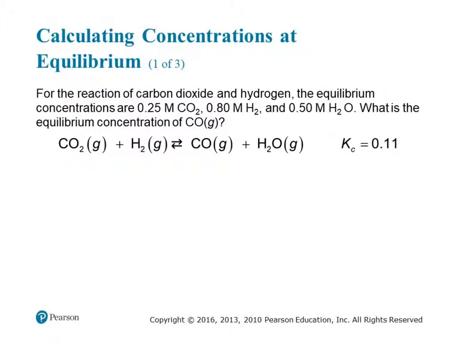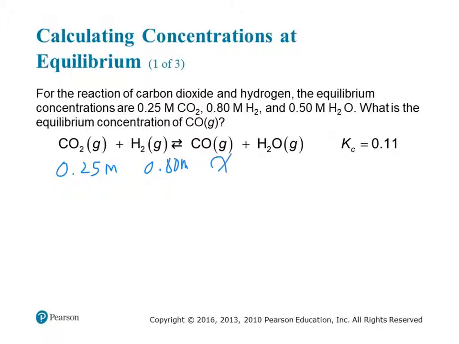Alright, we can also do some mild algebra with equilibrium constants. For the reaction of carbon dioxide and hydrogen, the equilibrium concentrations are 0.25 molar for carbon dioxide, 0.8 molar for hydrogen gas, and 0.5 molar for water. What is the equilibrium concentration for carbon monoxide? I like to organize my data. This is just maybe my own little bugaboo, but I like to write the concentrations underneath my chemical reaction just to help me organize things and make sure that I don't make a mistake later on.